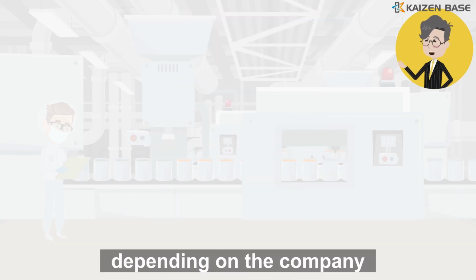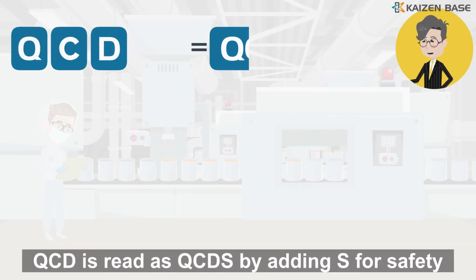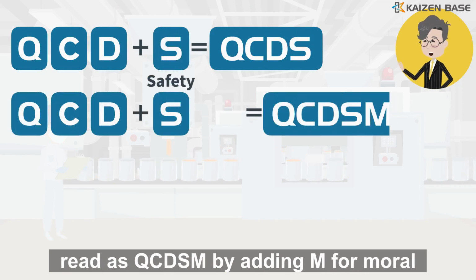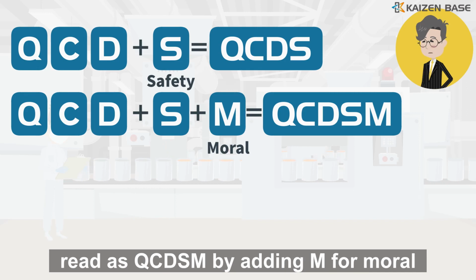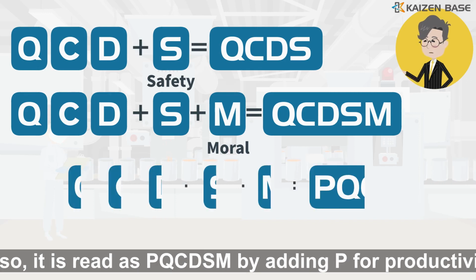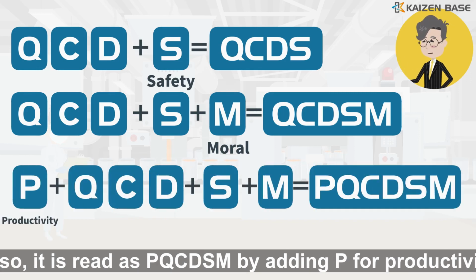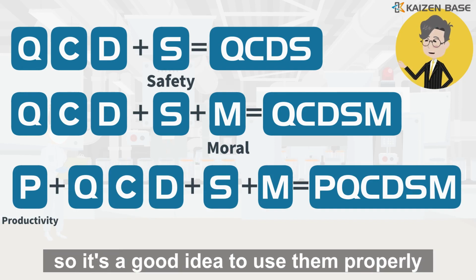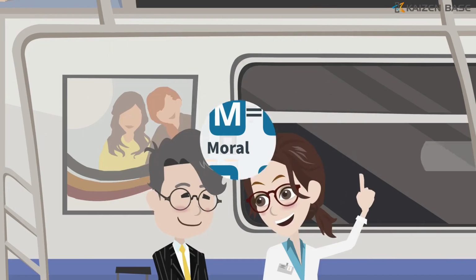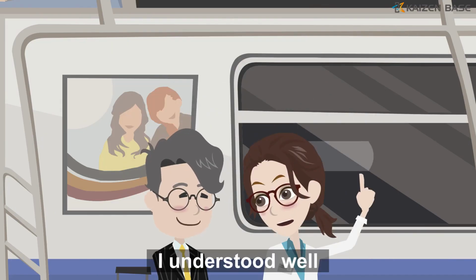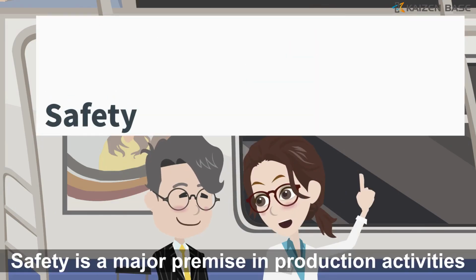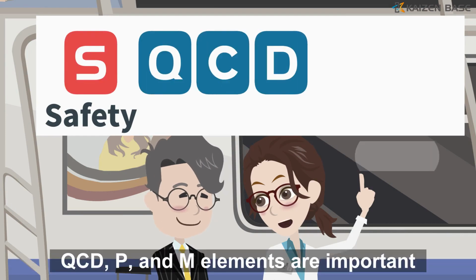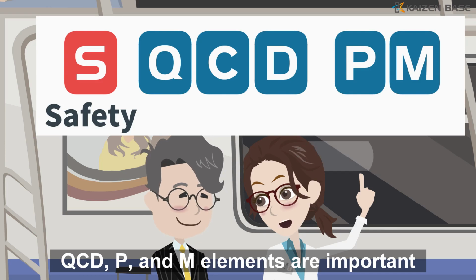By the way, depending on the company, QCD is read as QCDS by adding S for safety, read as QCDSM by adding M for morale. Also, it is read as PQCDSM by adding P for productivity. None of them are wrong, so it's a good idea to use them properly according to the situation. I see. I understood well. Safety is a major premise in production activities. And on top of that, QCD, P, and M elements are important.